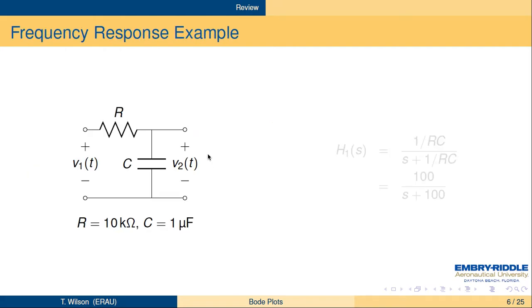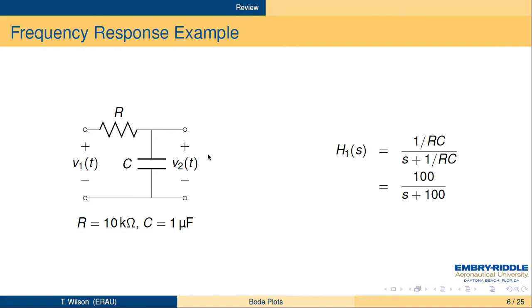So let's work an example. This is our standard RC circuit. We're looking at the output voltage across the capacitor. This time we've got a resistor of 10 k ohms and a capacitance of 1 microfarad. So when we do the network function, the transfer function, we get 1 over RC over s plus 1 over RC, and plug in these parameters.